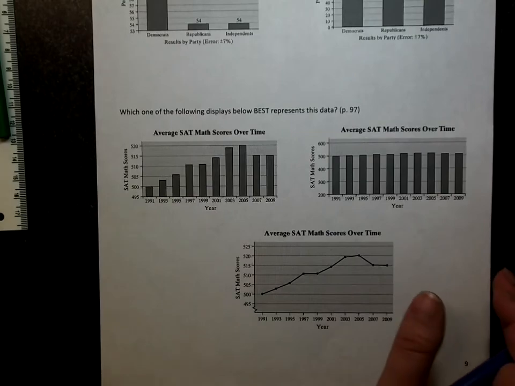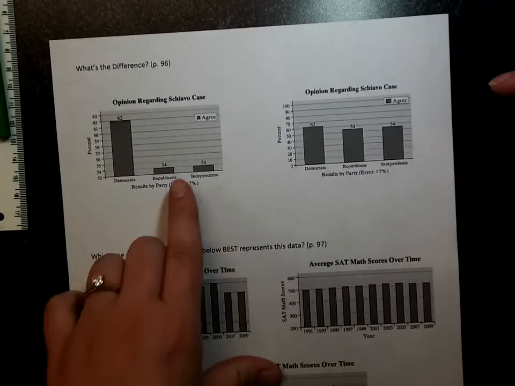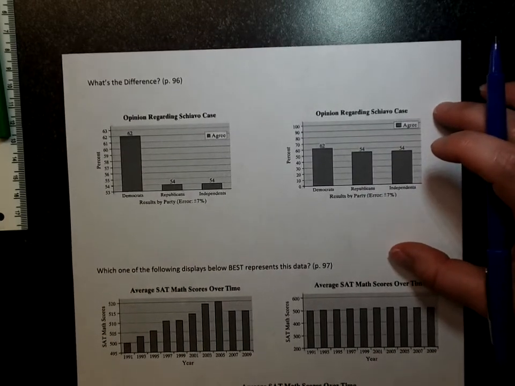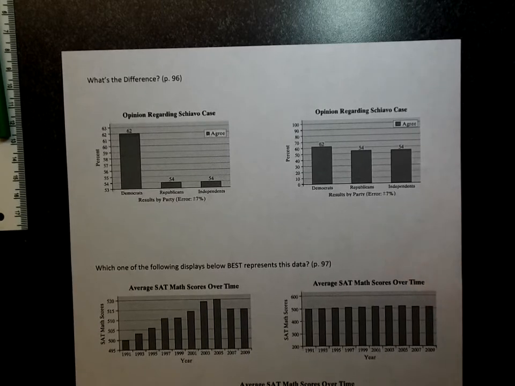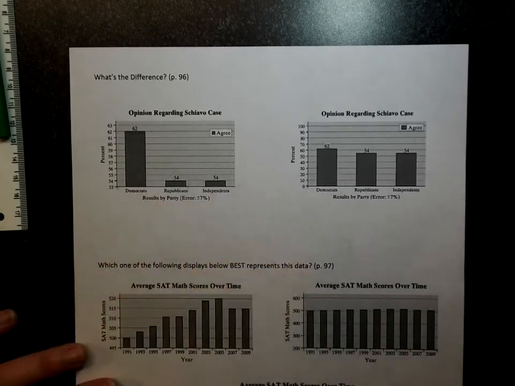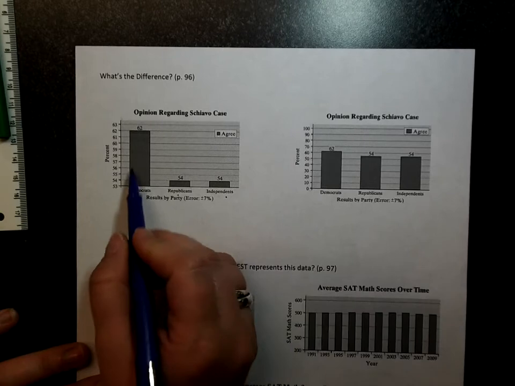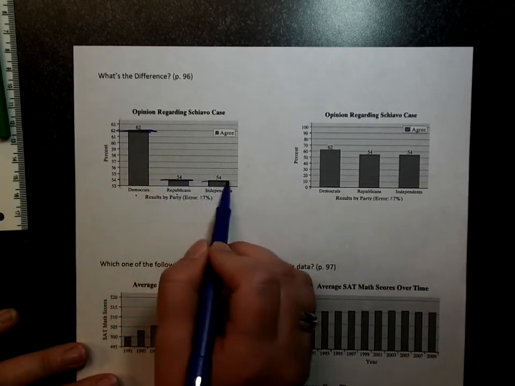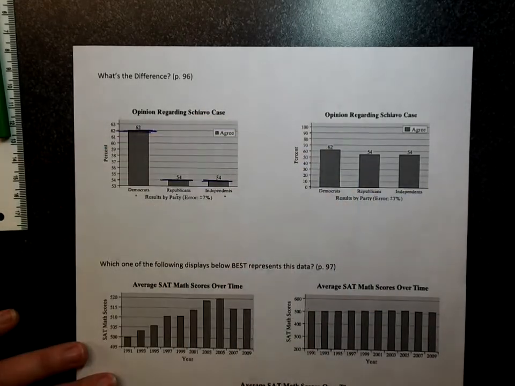Here's another example of a misrepresentation. These two charts represent the same data, but I want you to look at the difference. Let's see if you can see the difference for yourself. I think it's different opinions about a court case. Democrats, Republicans, and Independents. Upon first glance, it looks like the Democrats feel very differently from the other two parties. It looks like there's a huge gap between those two bars.